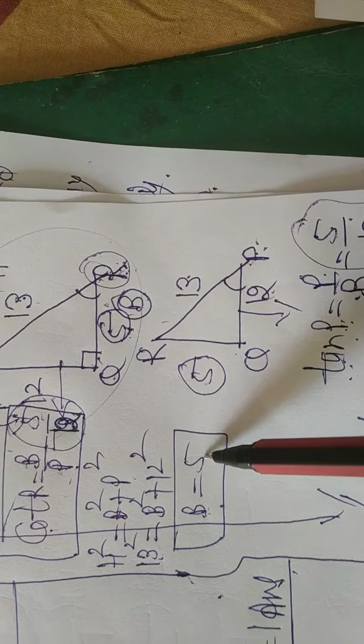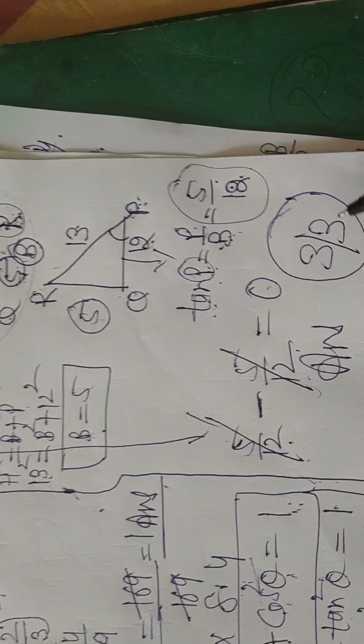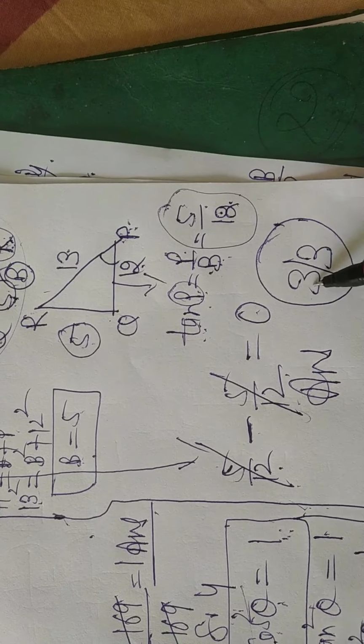Now perpendicular is 5 and base is 12. So again 5 by 12. When I replace the value in tan P minus cot R, I will get 5 by 12 minus 5 by 12. That will cancel and I will get 0. Definitely if it is of 3 marks, you will get 3 out of 3.